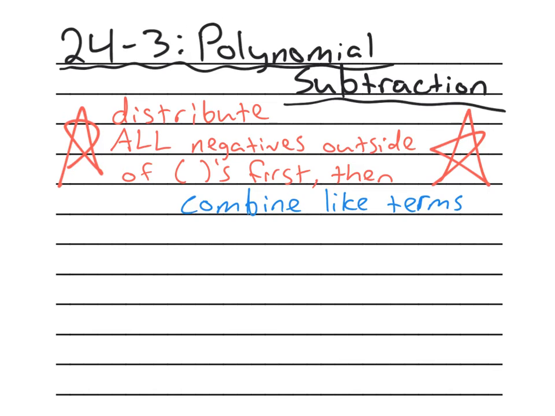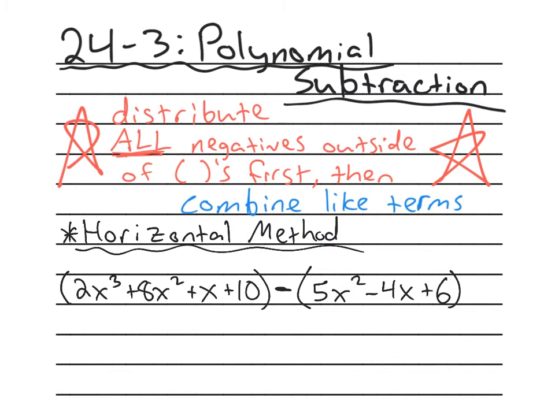Polynomial subtraction is just addition in disguise. That's all it is. We're still simplifying by combining like terms. But make sure if you have numbers now outside parentheses, positive or negative, make sure you distribute all those inside your parentheses. And then combine like terms. It becomes an addition problem. So I'm going to show you the horizontal method first on this example. And then using the same example, I'll do the vertical method too.